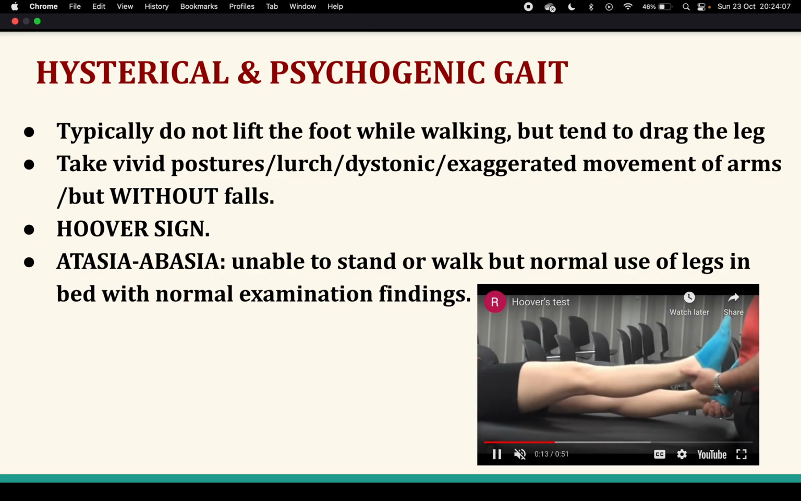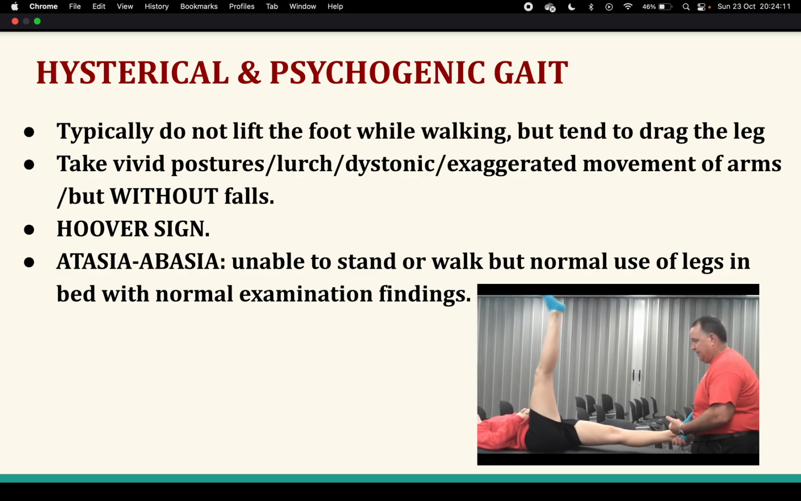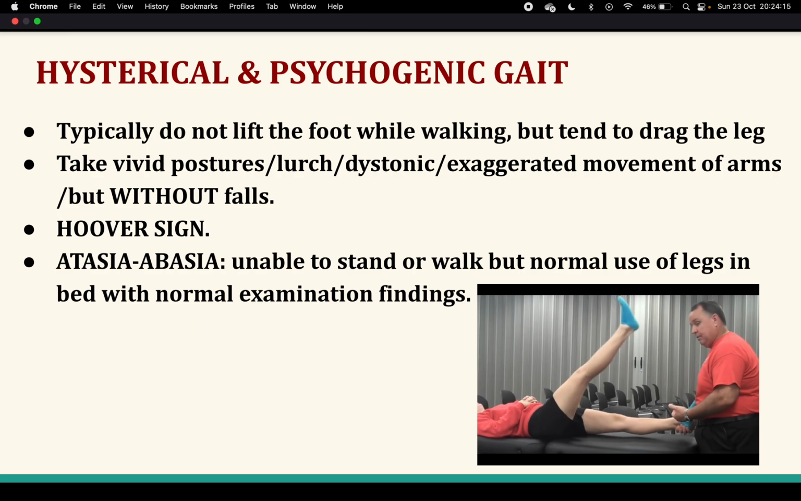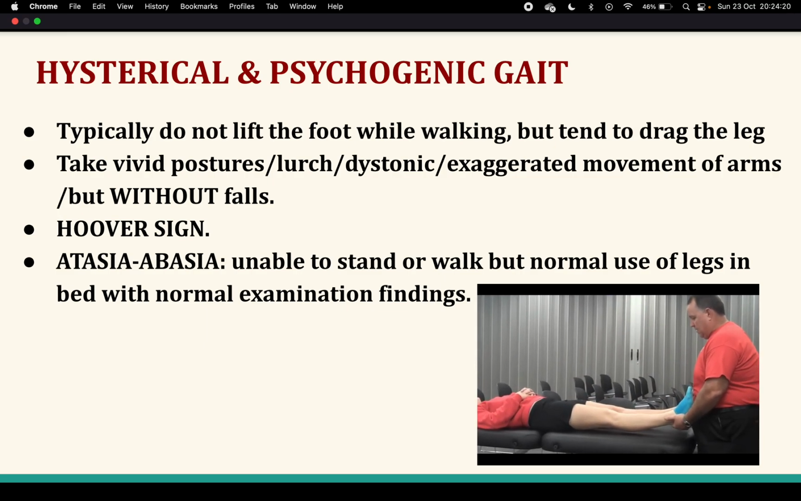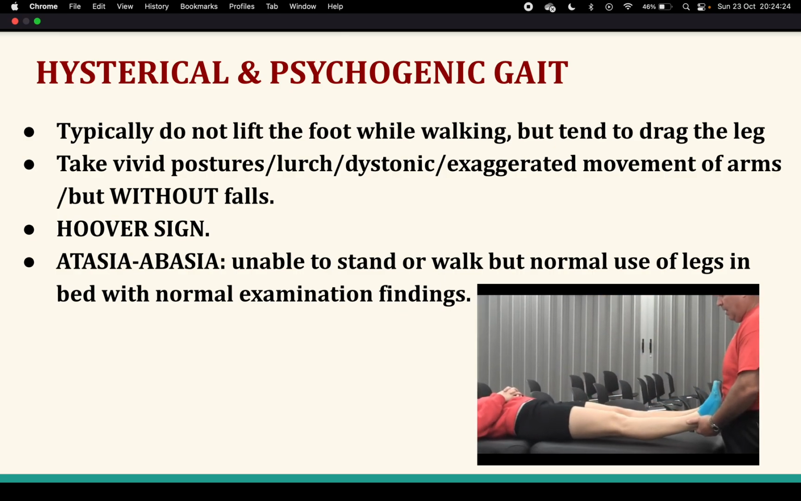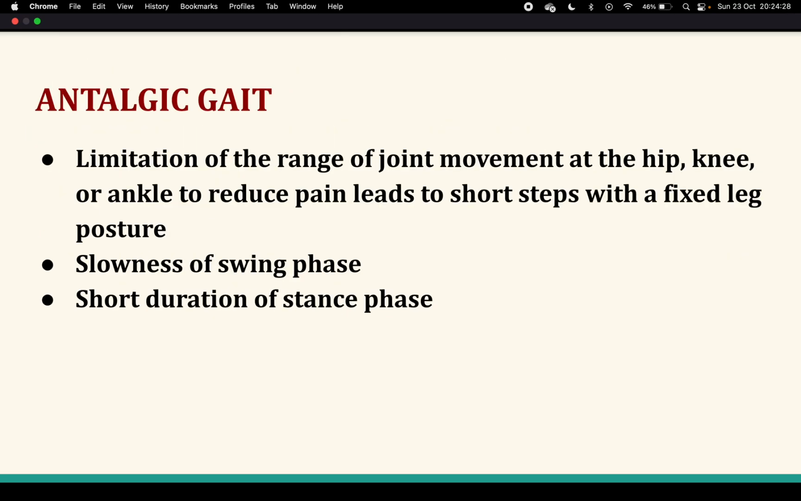In hysterical or psychogenic gait, they typically do not lift the foot while walking, but tend to drag the leg. They take bizarre postures, lurch, with dystonic, exaggerated movements of the arms, and Hoover sign will be present. And this we call astasia abasia. That means they are unable to stand or walk, but have normal usage of the legs in bed with normal examination findings. Antalgic gait is due to any pathology in the joint causing pain.